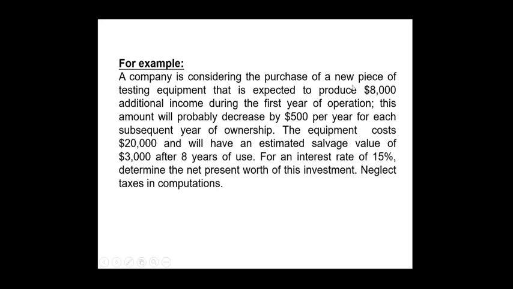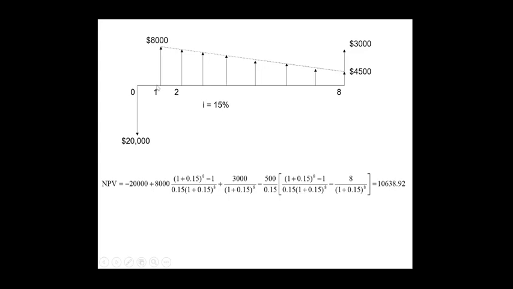The producer income at the first year is 8,000, and then the incomes decrease by 500 per year for each subsequent year. We look at the cash flows here. The income of the first year is 8,000, and then it decreases each year by 500. Okay, that means at the end of 8 years, the income is 4,500.